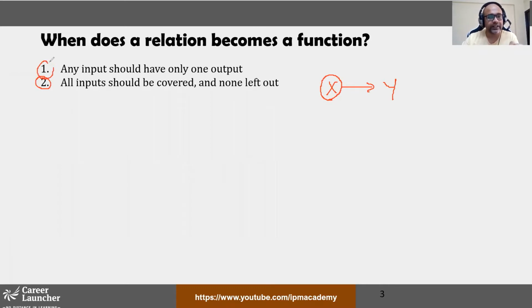The first condition is every input should have only one output, not multiple outputs. Such a thing is called a function. Let's take a look and see with an example.